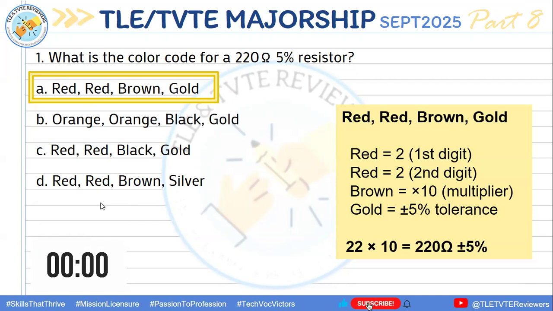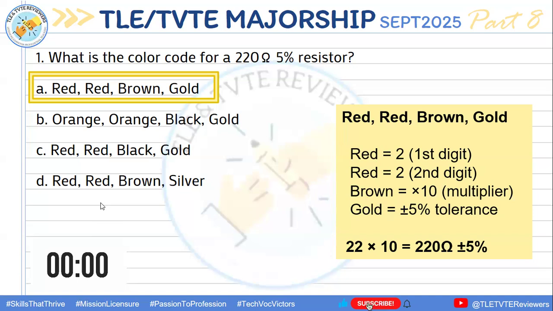For letter B, orange, orange, black, gold. Orange first band is equivalent to 3. Orange for the second band, still 3. And black for the multiplier, that's times 1. And 33 times 1, that's 33 ohms plus and minus 5%. So which is not the answer.